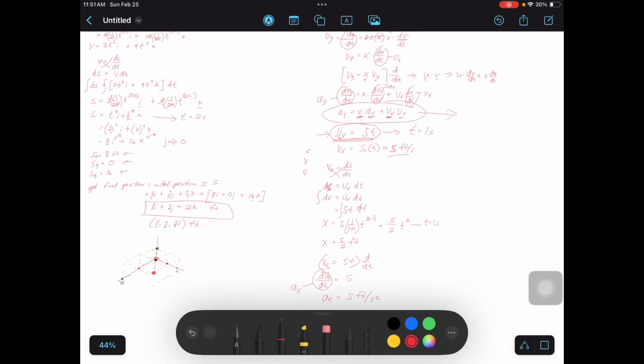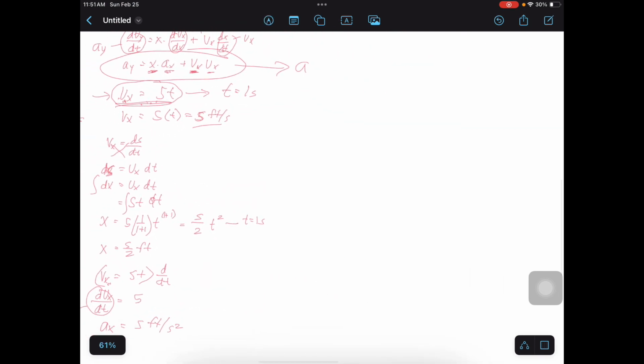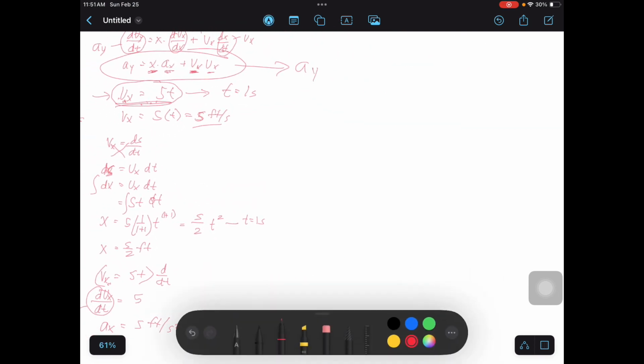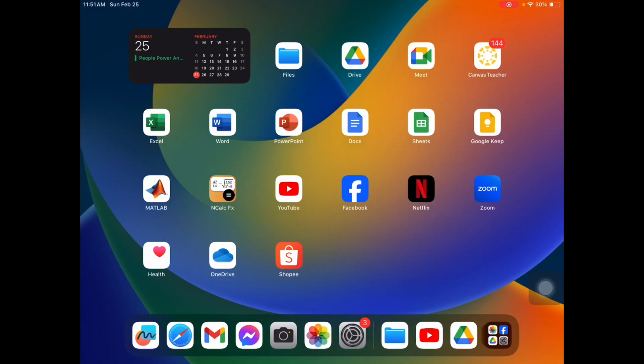So, using this, let's substitute all the values we got. We will get the value of AY. So, AY is equal to, what is our x? 5/2 feet. What is ax? It's 5 feet per second.